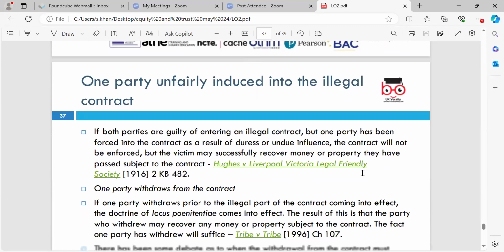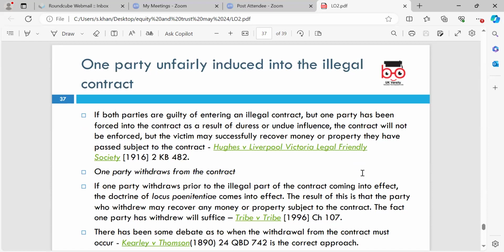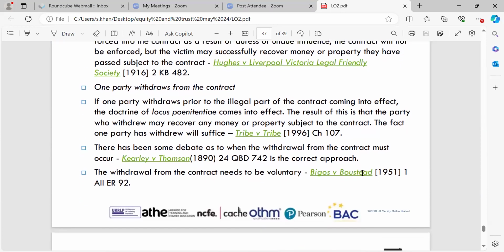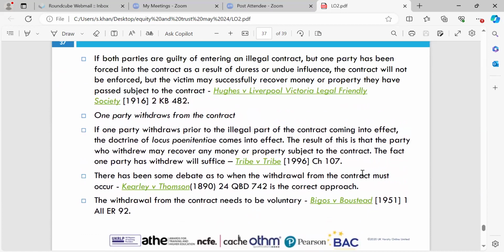One party unfairly induced into illegal contracts. If both parties are guilty of entering an illegal contract, but one party has been forced into the contract as a result of duress or undue influence, the contract will not be enforced, and the victim may successfully recover money or property they have passed subject to the contract due to undue influence or duress, as seen in the case of Hughes v Liverpool Victoria Legal Friendly Society. The link is there if you want to go and look at the case.